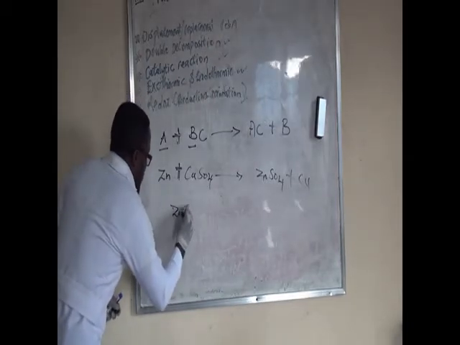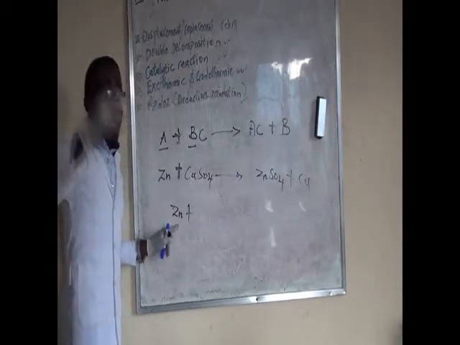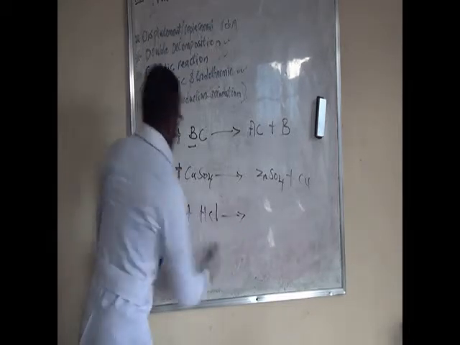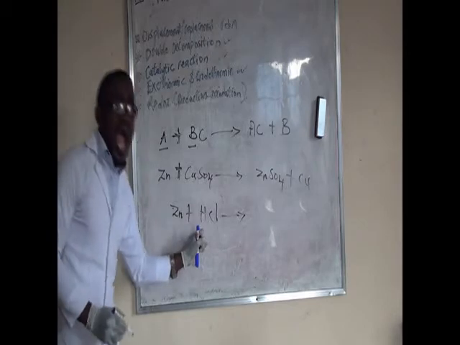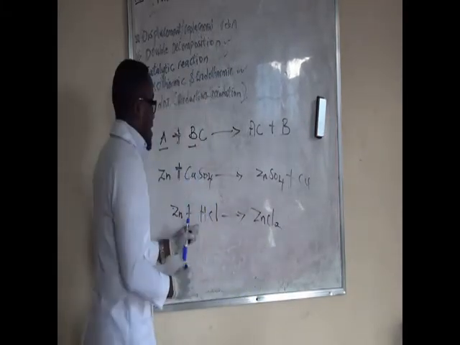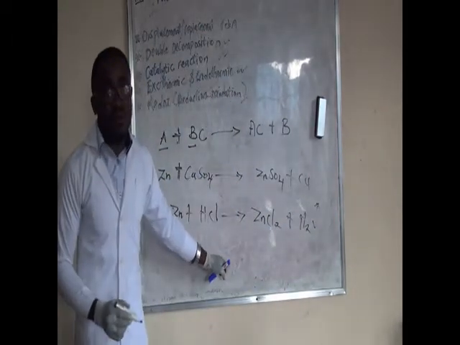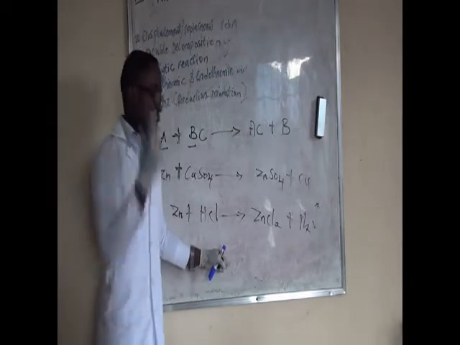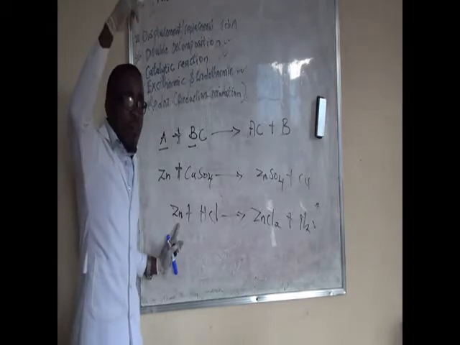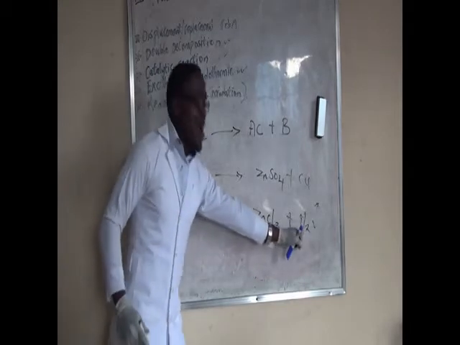zinc, which is the metal in the activity series, with hydrochloric acid. It means that from here, zinc can displace hydrogen, forming zinc chloride, and then hydrogen is being given up. Remember, this is not a balanced chemical equation. Go back to your balancing of chemical equations and try to balance it. It means that zinc, which is found in the upper activity series, can displace hydrogen to give what? Zinc chloride, and hydrogen gas is leaving.